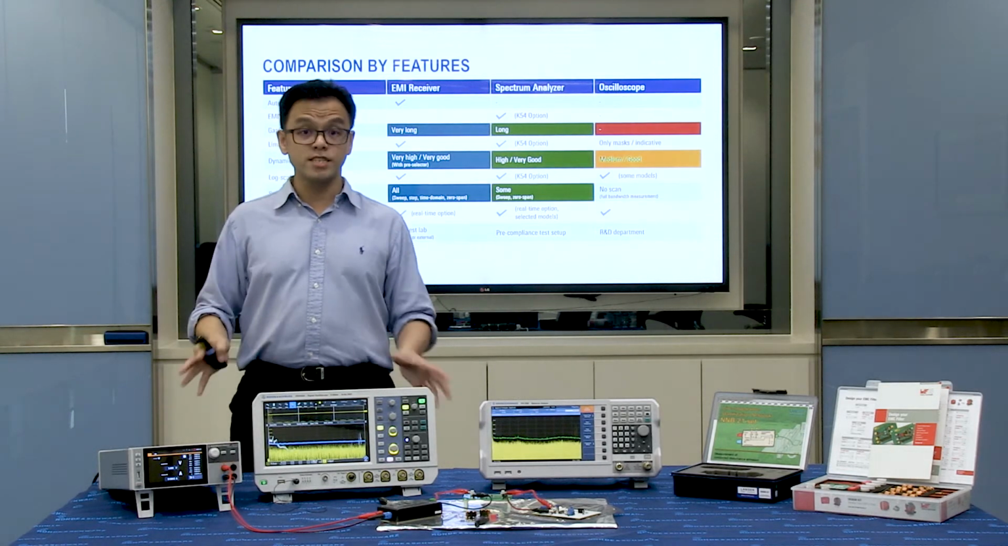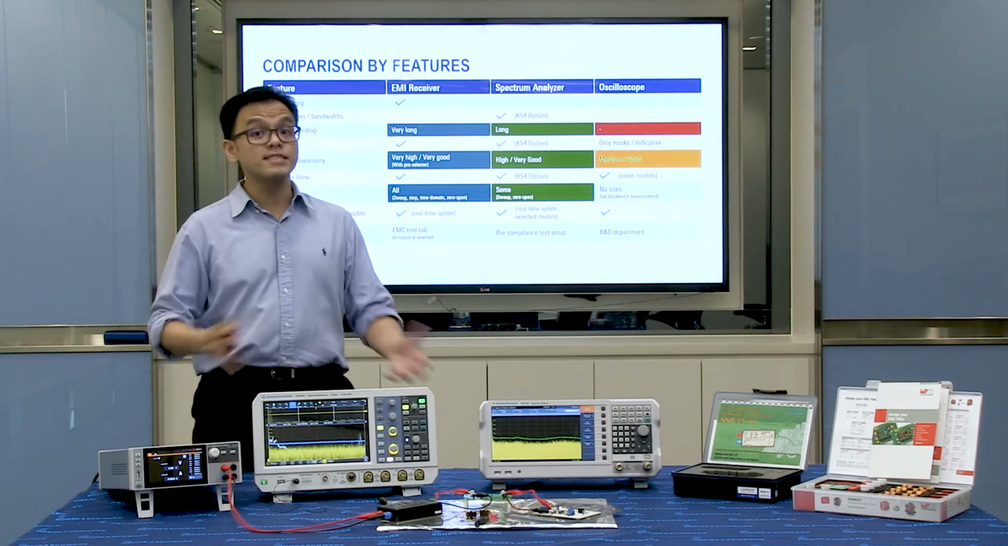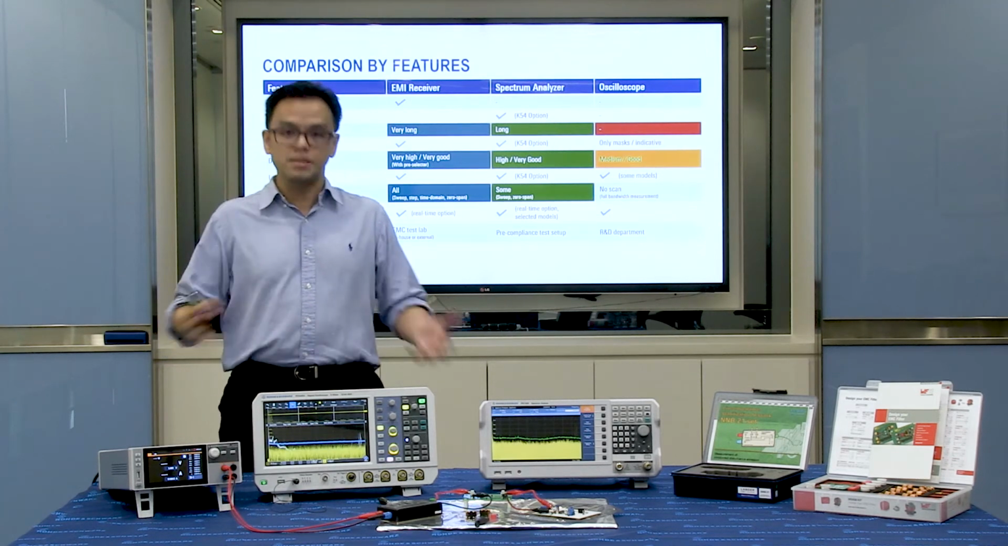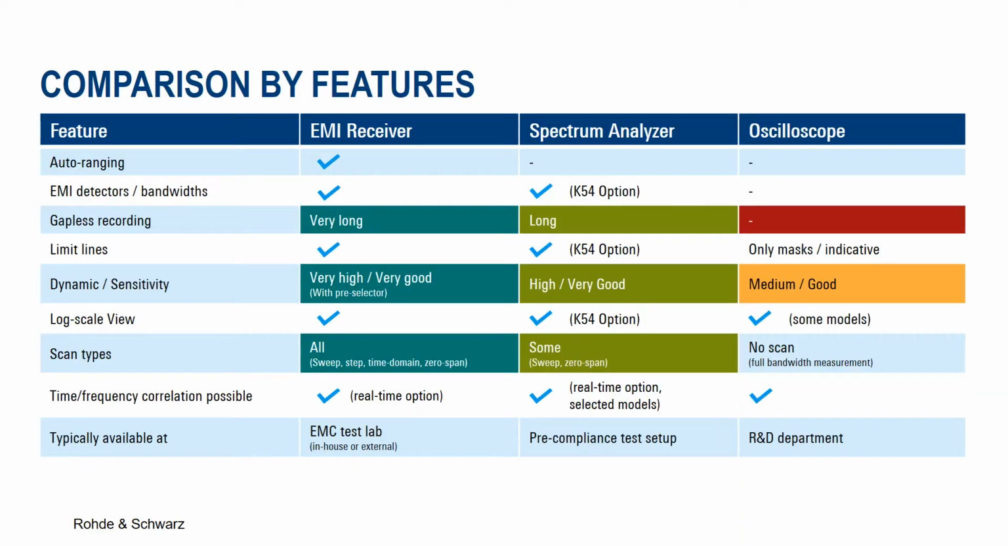When we consider what equipment is suitable, this is a good table to understand the features that are related to typical CISPR standard measurement. Auto-ranging is only available in an EMI receiver. Some spectrum analyzers with the right options can also provide EMI detector measurements. The measurement mechanism between equipment is also different. For example, the sensitivity of a scope will not match an EMI receiver or spectrum analyzer as it is a wideband measurement.